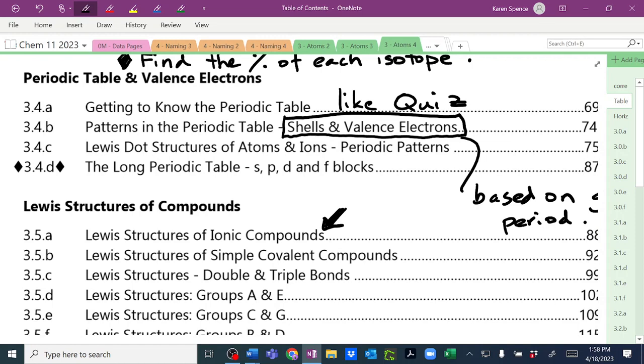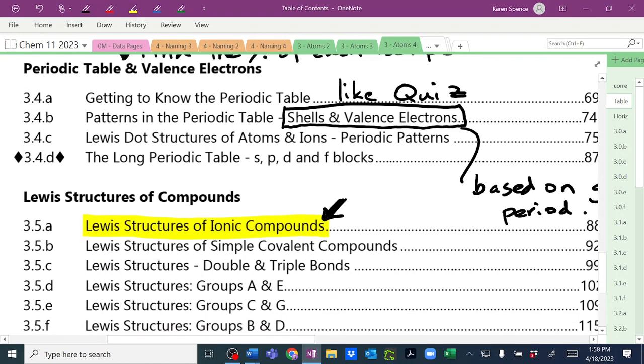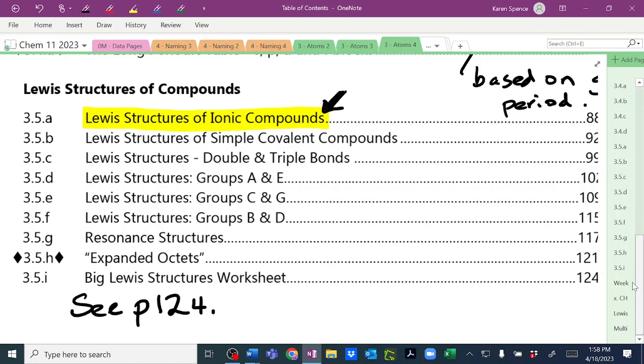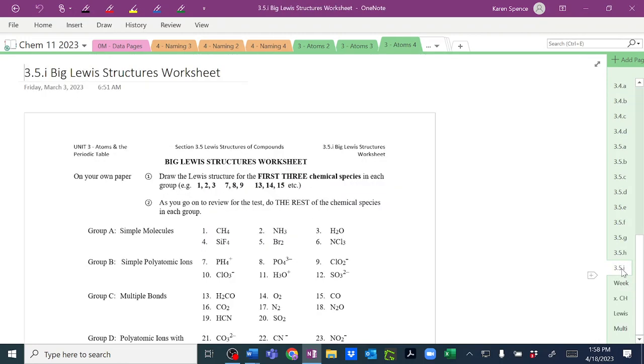And then for the rest of them, basically we're going to see page 124. Okay, let's go to page 124, and I'll show you the ones that you are responsible for. Okay, there we go.